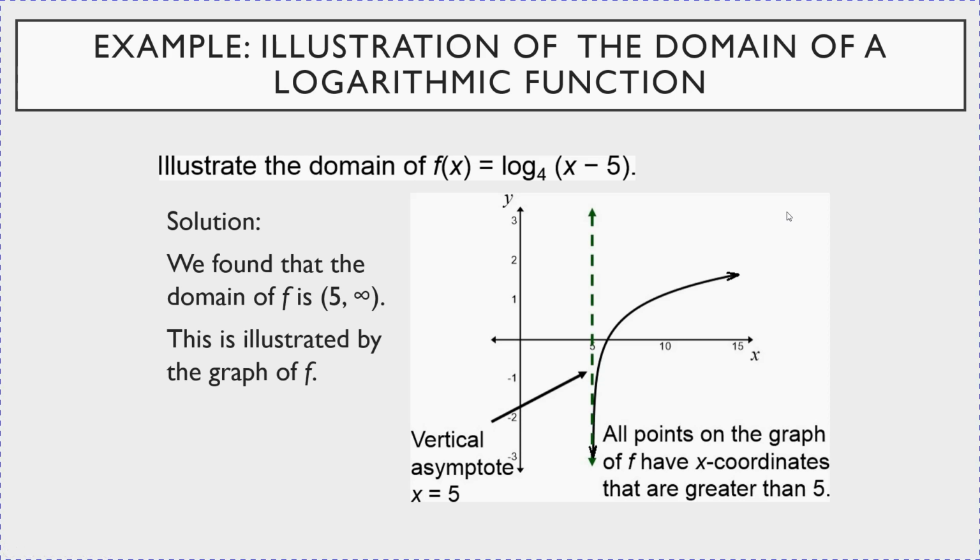So we found that the domain of f here is from 5 to infinity, and you can see here that that's just what the graph looks like. It's just moved over 5 spaces, and this is the new vertical asymptote here at x is equal to 5. All right, let's do some other ones just so we can get a little bit more practice here.